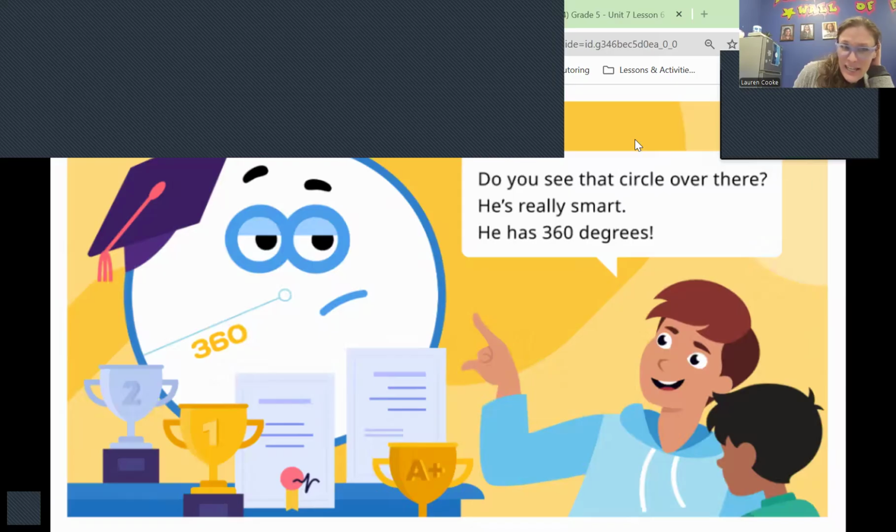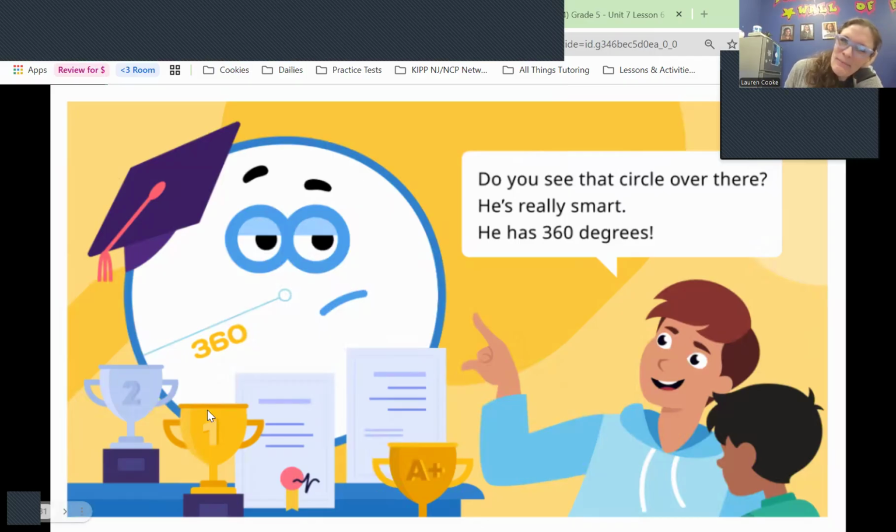Do you see that circle over there? He's really smart. He has 360 degrees. A degree is obviously something you get from college or when you graduate, associate's degree, bachelor's degree, master's degree, doctorate. But also we say degrees for how you measure a circle, or angles. And so a circle is 360, which is an entire revolution. So cool. All right. Today we did some generating patterns and interpreting relationships.